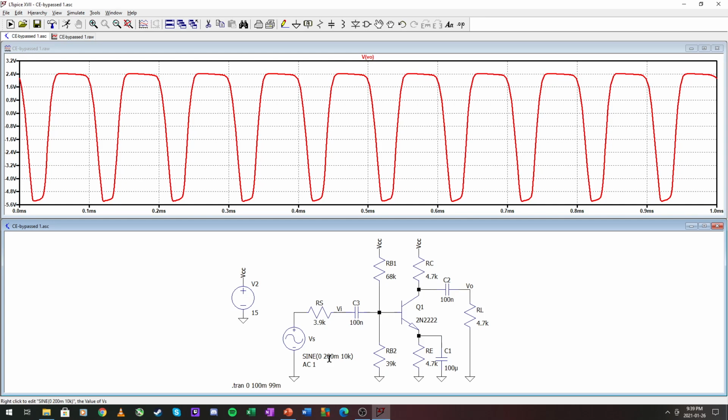Okay, so that is how we determine the ranges before we have clipping.